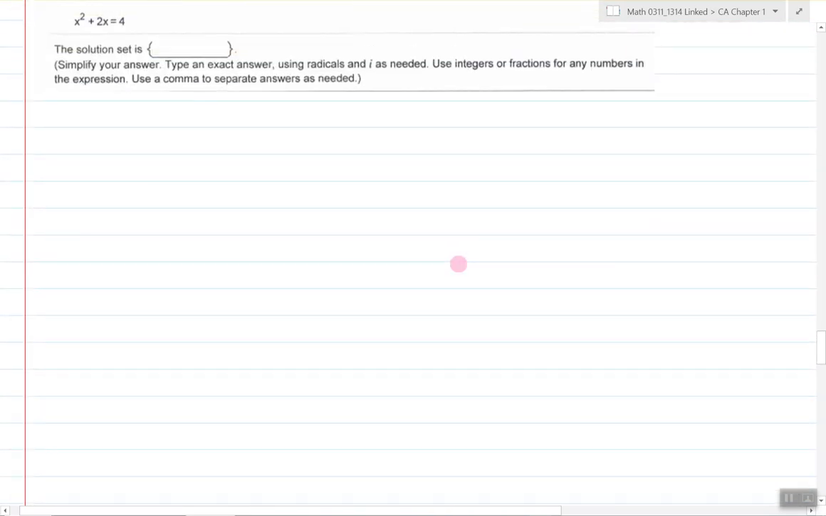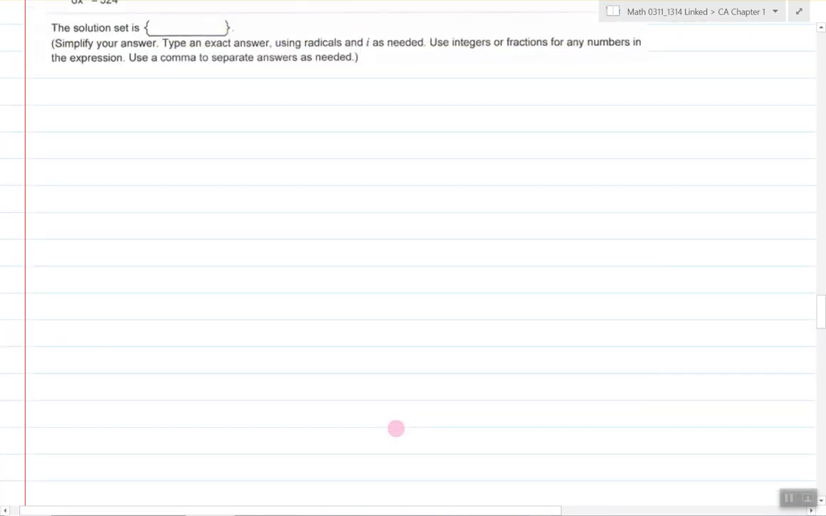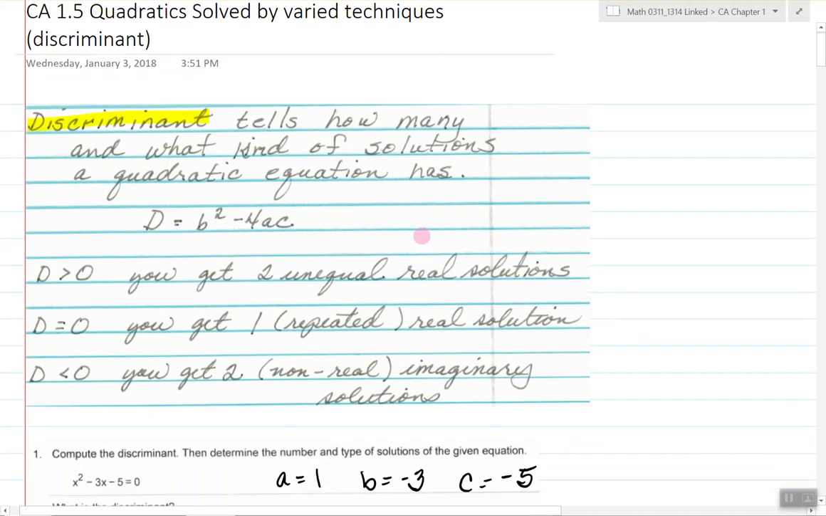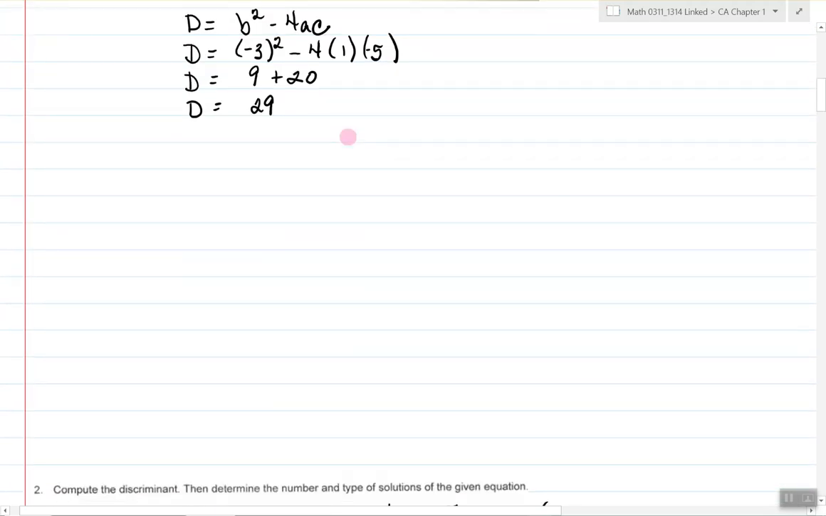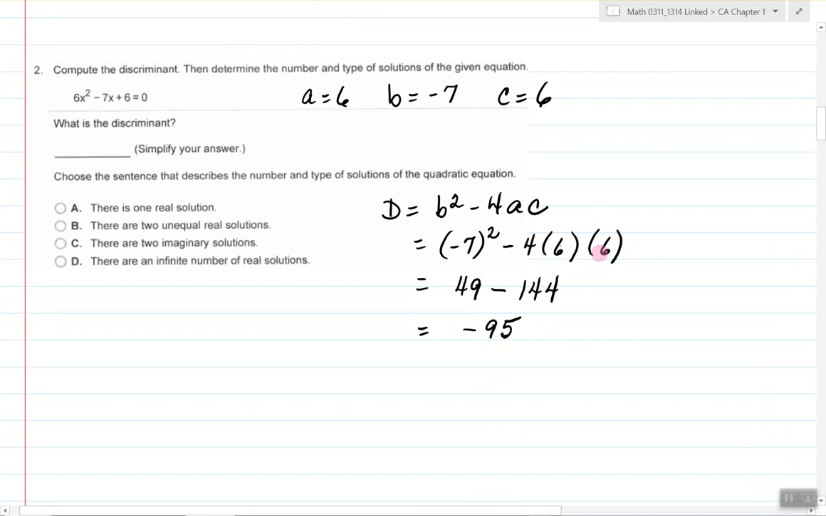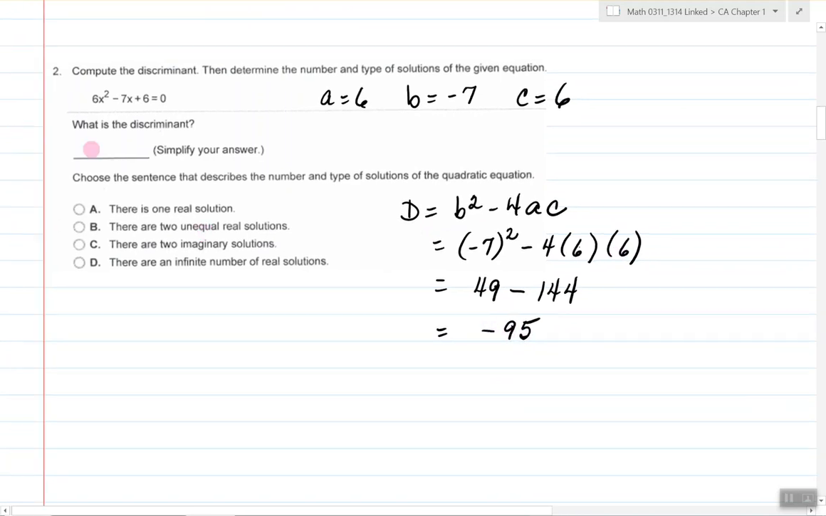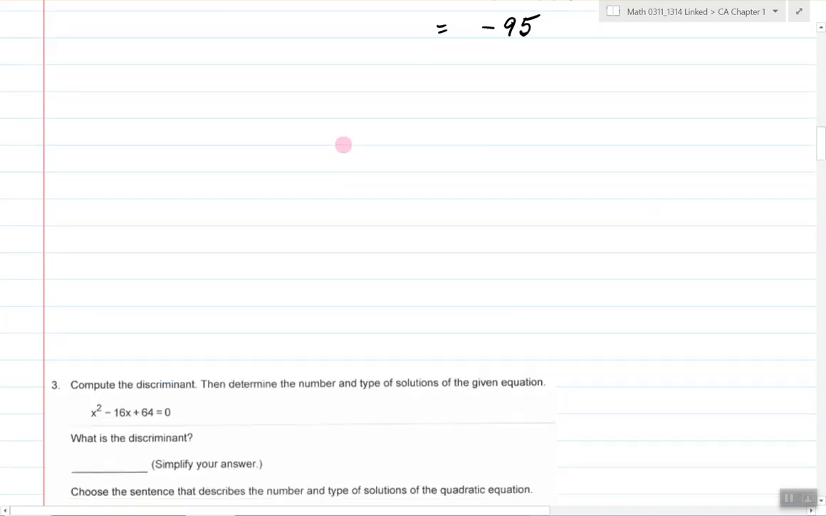I'm sorry. Hope I didn't just make you dizzy. I think I made myself dizzy. All right, slowly. Here we go. Since this is a negative, it is less than 0. I'll type it in here. And then there are 2 imaginary solutions. Let's look at number 3.